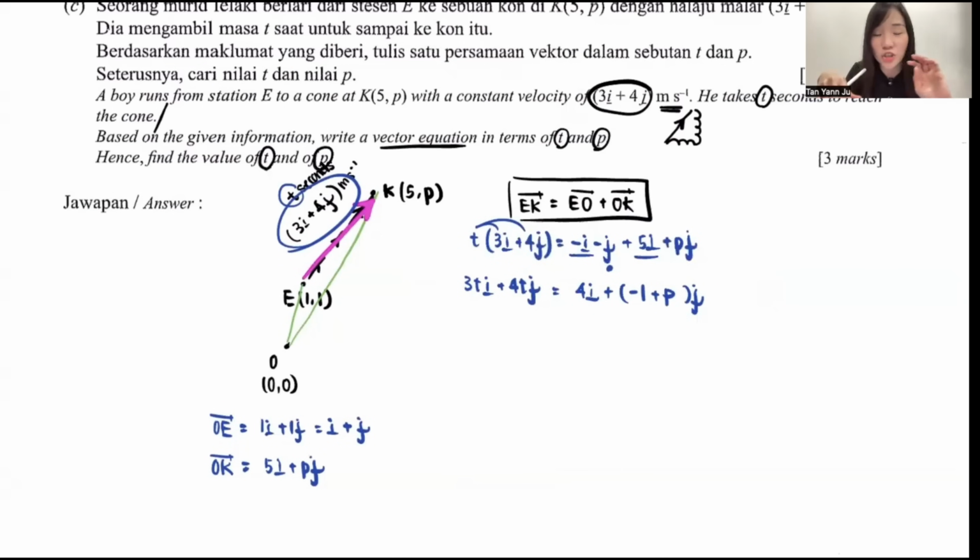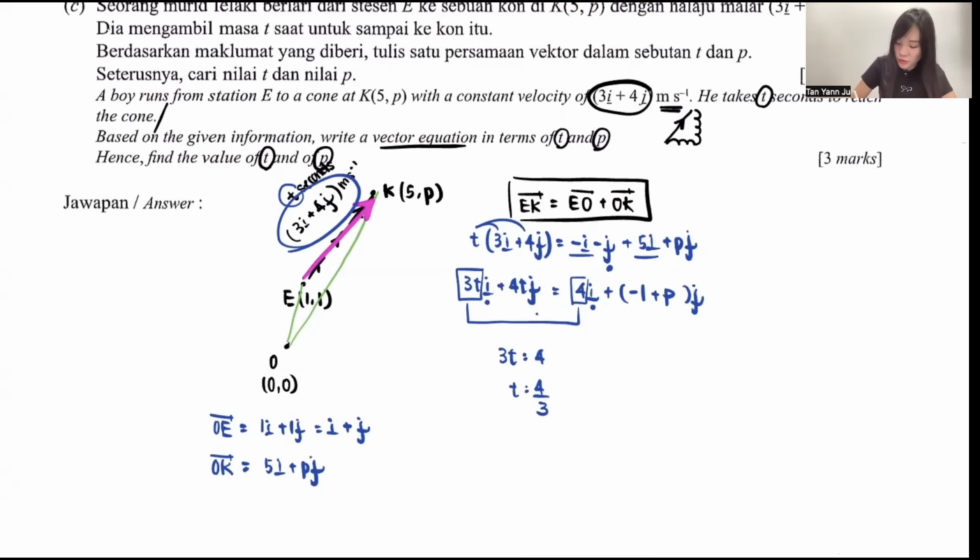So under this vector chapter, you will always get i and j, okay? Most important is left side get 1, right side get 1, then you get to compare. So left side got 1i, right side got 1i. The one in front of i and the one in front of i should be the same. So isn't it 3t should be equivalent to 4? So from here, I know that t is equivalent to 4 over 3. See? Now I know the time taken from E to K is like 1.33 seconds.